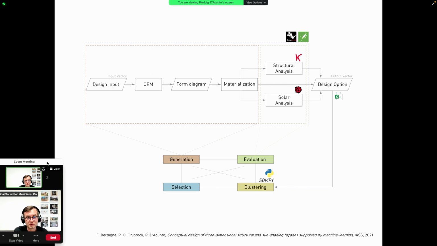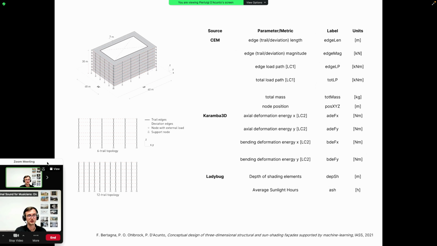And this, for example, was made by incorporating other algorithms on top of the combinatorial equilibrium modeling within the design workflow. We made a quick test in this case study by designing structural facades that at the same time were also working in terms of shading.